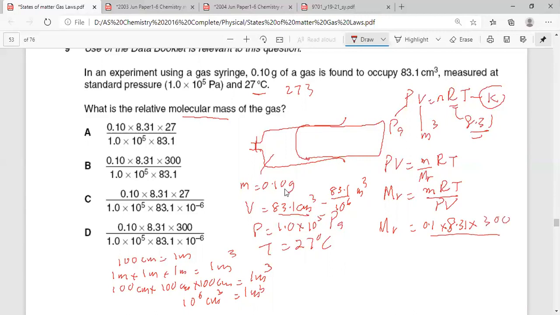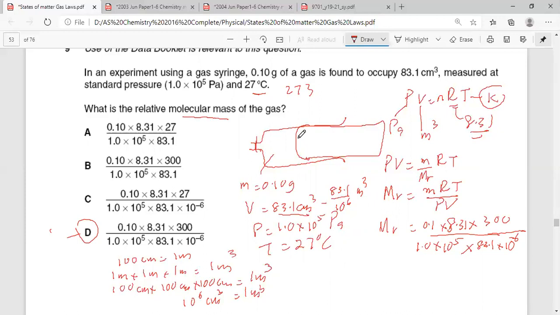Over P, changed to pascals, which is 1.0 times 10 to the power of 5. And then the volume is 83.1 times 10 to the power of minus 6. That's all. You don't have to work it out now, just check. I think this is the answer. That's all, simple as that. This is quite simple, straightforward calculations. Now one more.